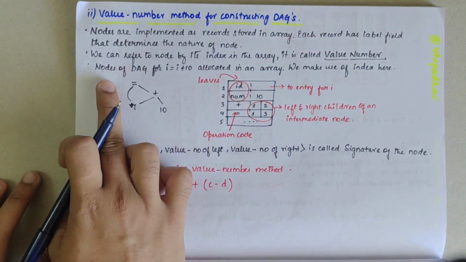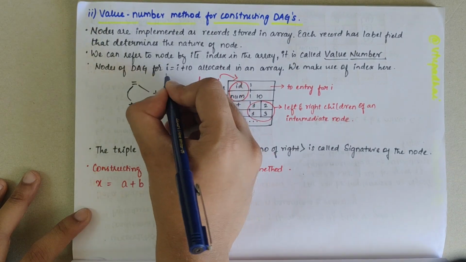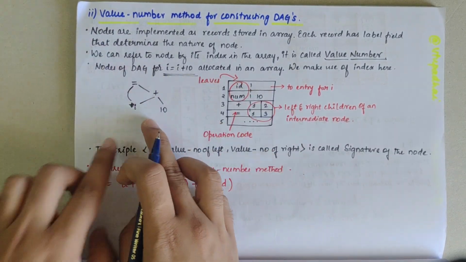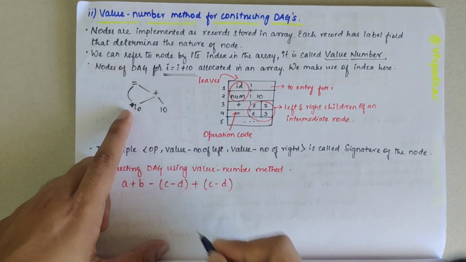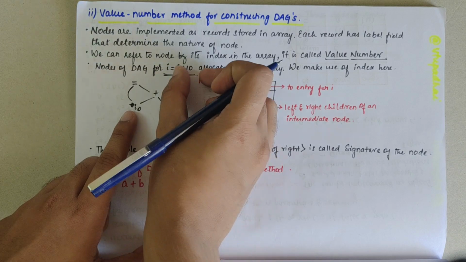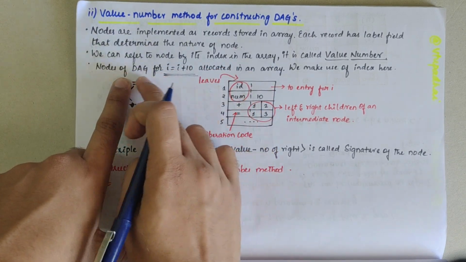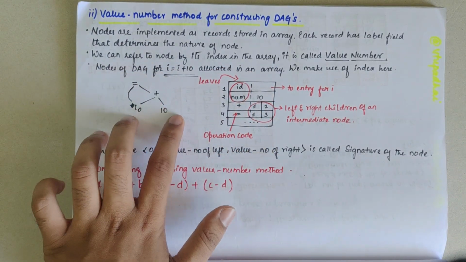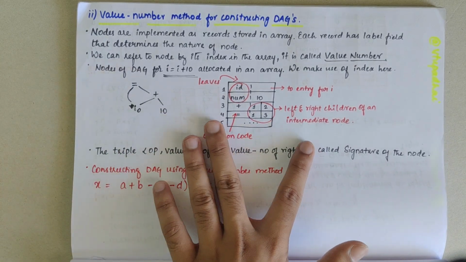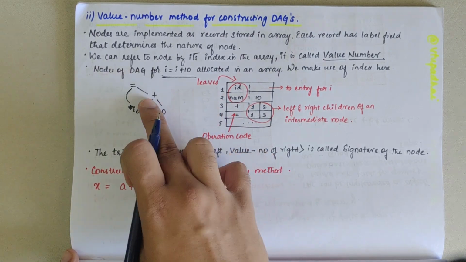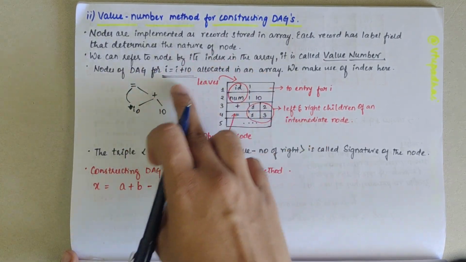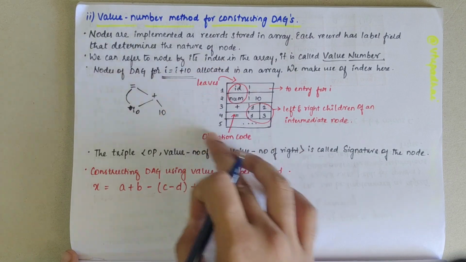So let's look at the example, that is i = i + 10. I have written i here, 10 here, plus here, and this was i0. So i is equal to this entire thing. So this was the DAG representation. Now I'll consider an array, in which we make use of the index. So this DAG, if we represent it in the array, it will be of this form.